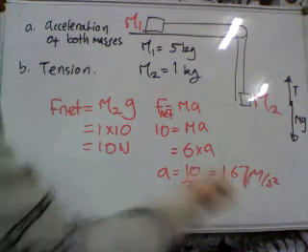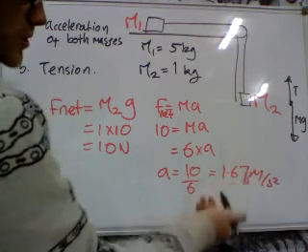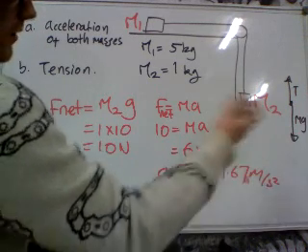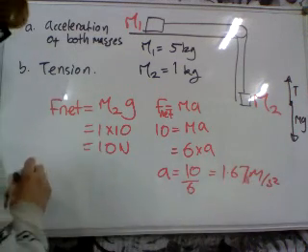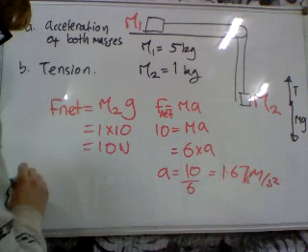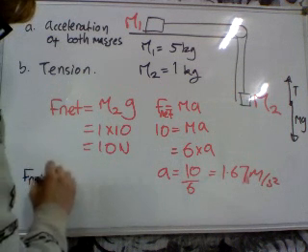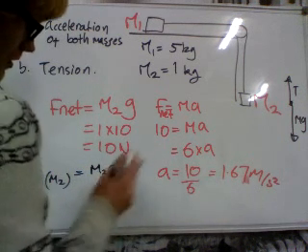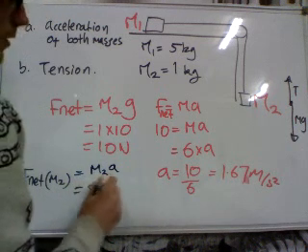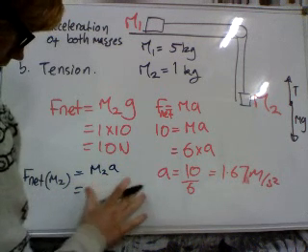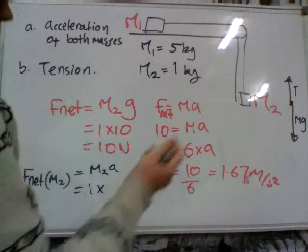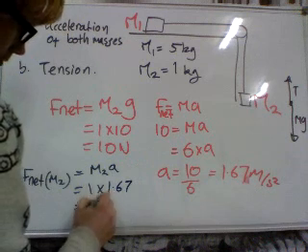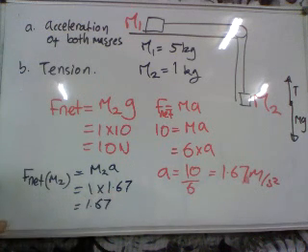The net force on the mass we can find from the acceleration of that mass, which is the same as the acceleration of the entire system, and the mass of that mass. Okay, so the F net on mass 2 equals M2 a equals 1, the mass of mass 2, 1 times 1.67 equals 1.67. That's the net force on that mass.